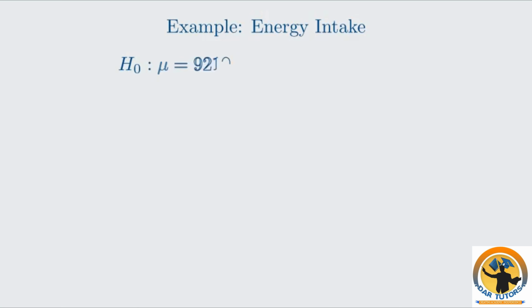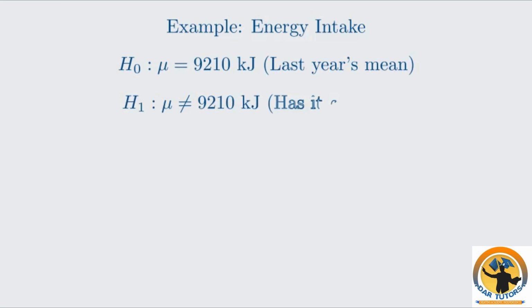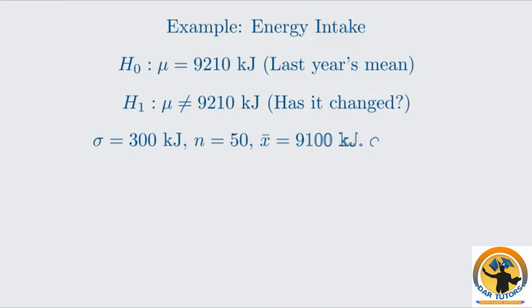Let's work through an example. Suppose we want to test if the mean daily energy intake of students at a school has changed. The historical mean is 9,110 kilojoules, and the standard deviation is 300. A sample of 50 students this year has a mean intake of 9,100 kilojoules. We'll test this at a 2% significance level. First, we calculate the test statistic z, which is negative 2.59.